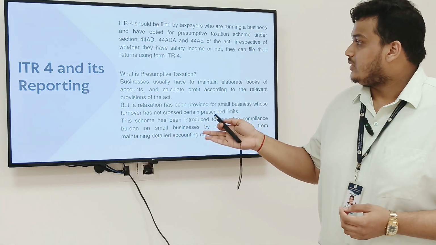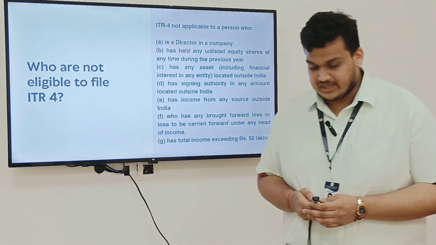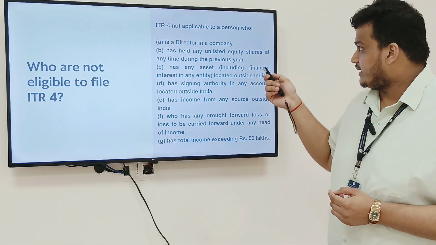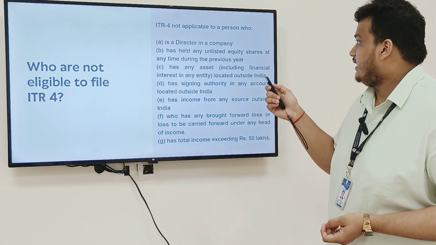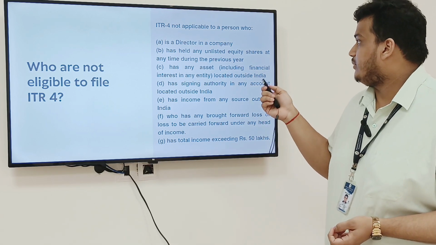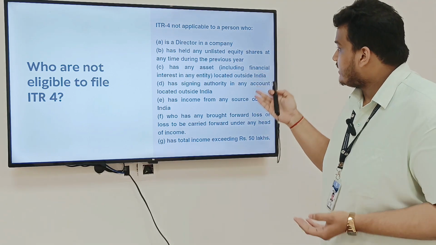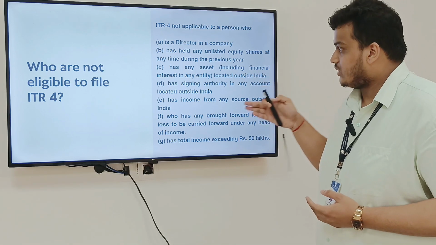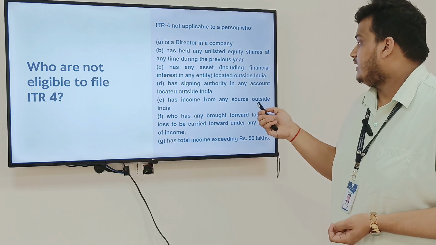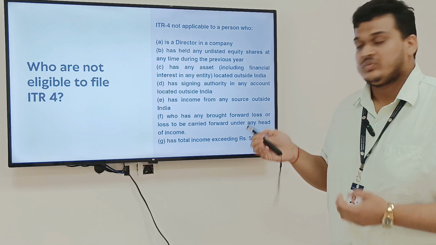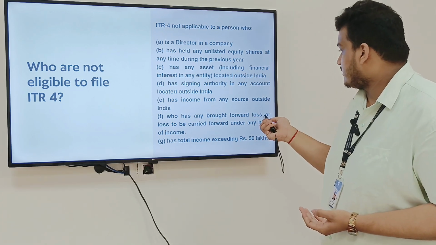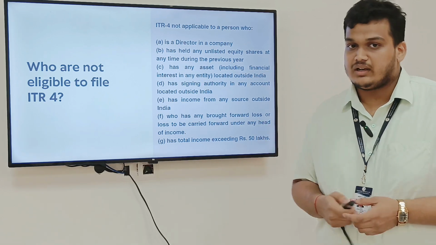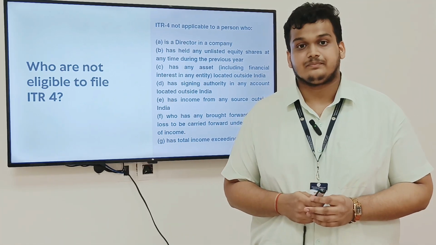So next up is who are not eligible to file the ITR 4. ITR 4 cannot be filed by a person who is a director in a company or has held any unlisted equity shares at any time during the previous year or has any asset located outside India or has signing authority in any account outside India or has any income from sources outside India or has any brought forward losses or loss to be carried forward under any head of income or his total income exceeds rupees 50 lakhs.